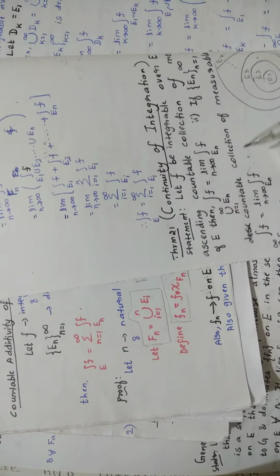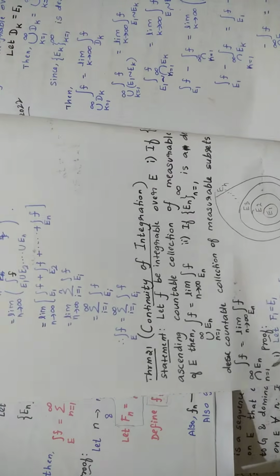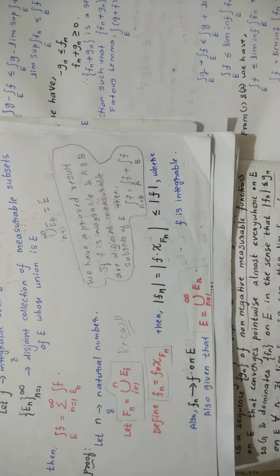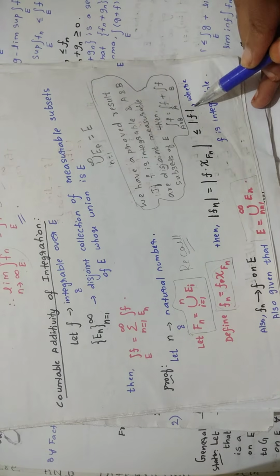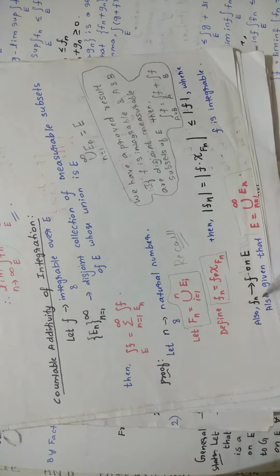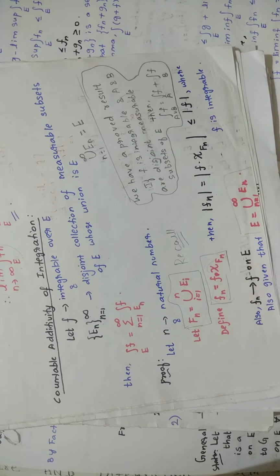Let me see in my notes. Oh, in my notes also there is nothing, no details about that. So here I think mod fn is less than or equal to mod f, no? Maybe from this result they are saying fn converges to f on E. Okay.